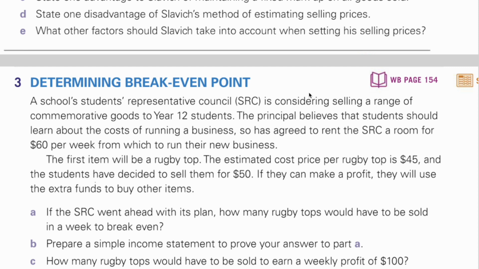And you can notice here that to earn a profit, you need to have a number of rugby tops more than 12 to earn a profit. So yeah, that supports this part.